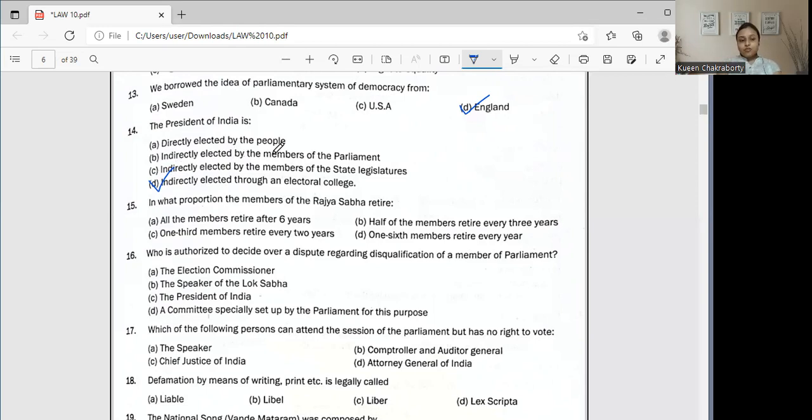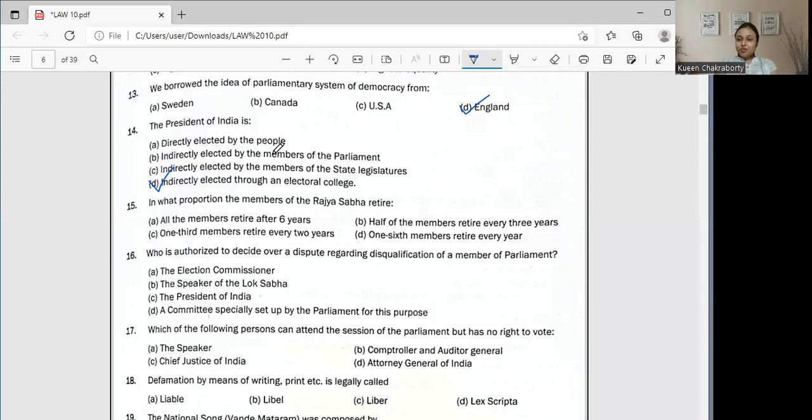Now moving forward to question number 15. In what proportion the members of the Rajya Sabha retire? All the members retire after 6 years. Half of the members retire every 3 years. 1/3 members retire every 2 years, or 1/6 members retire every year.